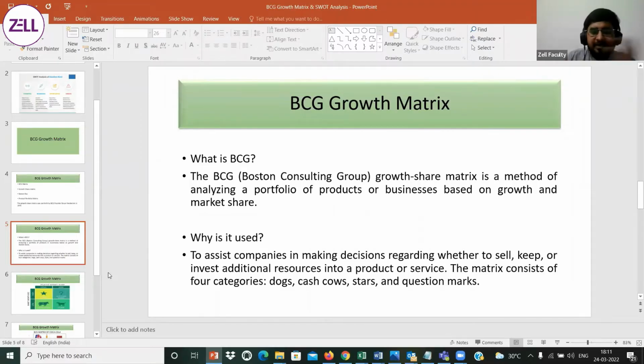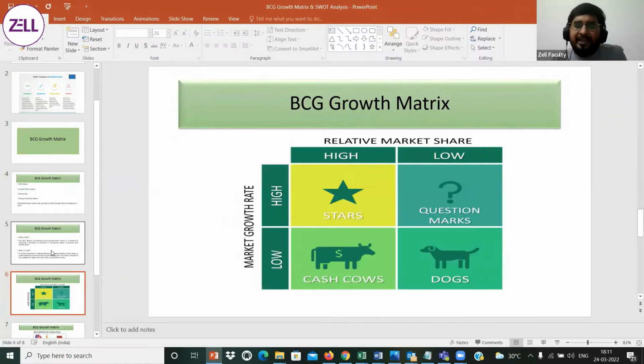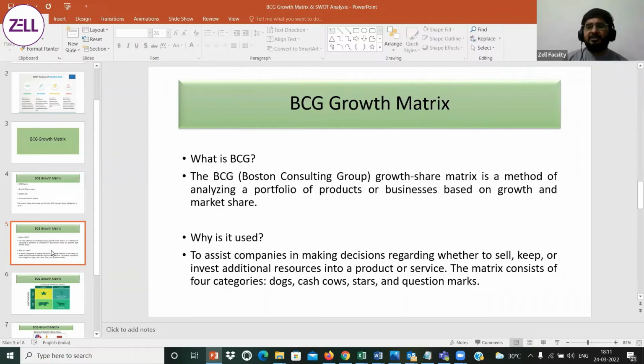A company can have a number of businesses. Tata has Tata Motors, Tata Chemicals, Tata Steel, TCS, and a number of other businesses. When we are using the BCG Growth Matrix, we are not going to tell that Tata is a dog or a star. We are going to analyze every product, or in this case, every company. Now, within a company also, there can be a number of products, which we can use to analyze in the BCG Growth Matrix.